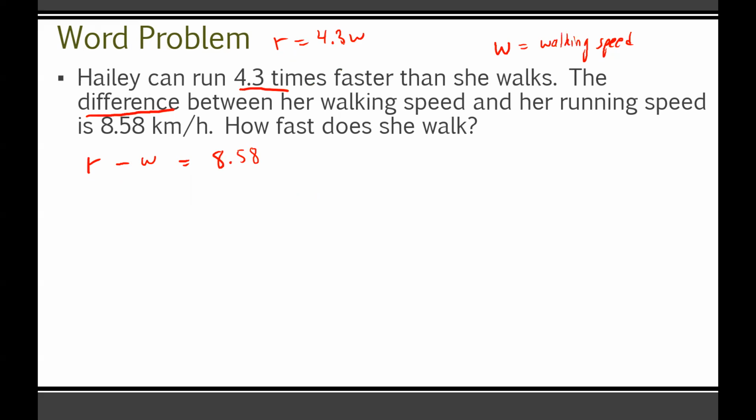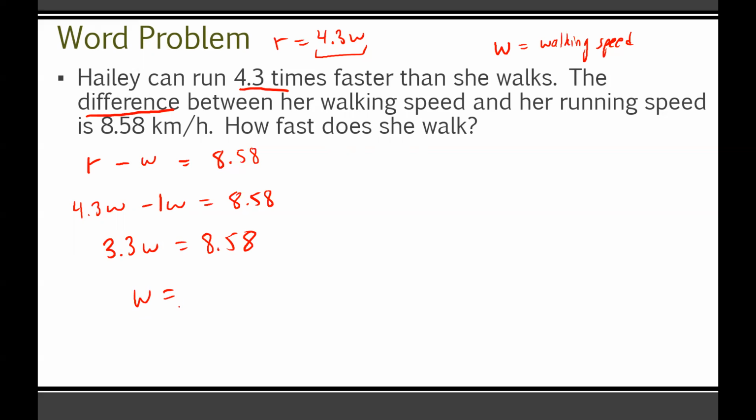But the good news is, remember we said R is equal to 4.3 W. It's 4.3 times faster than her walking speed. So how about we substitute that in? We get 4.3 W minus W equals 8.58. Don't fall into the common trap of saying, oh, it's W, W, those cancel out. It's not like that. It's 4.3 W minus 1 W. That would leave us with 3.3 W equals 8.58. And then last but not least, we have to go 8.58 divided by 3.3. And don't worry, as scary as that sounds, it's actually going to give us a pretty nice number.